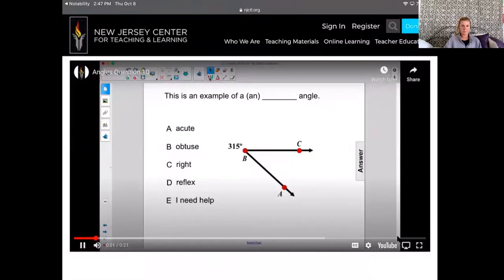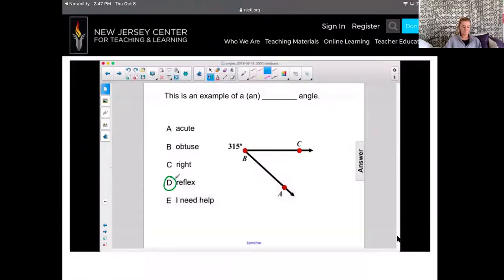This is an example of a reflex angle. 315 degrees is greater than 180 degrees, so this is a reflex angle. This angle here is an acute angle, but we're looking at the 315 degree angle instead, so the answer is D.